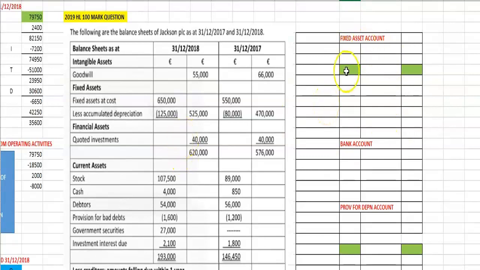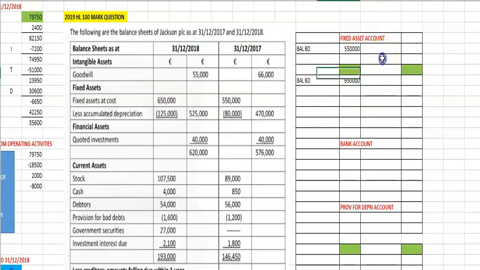So when you are recreating the accounts here, you should always put in the opening and closing balances first. So if I look at the fixed assets here, the opening balance was $550,000. That would have gone in on the debit side of the asset account like that. Your closing balance is $650,000. The closing balance would also go on the debit side.